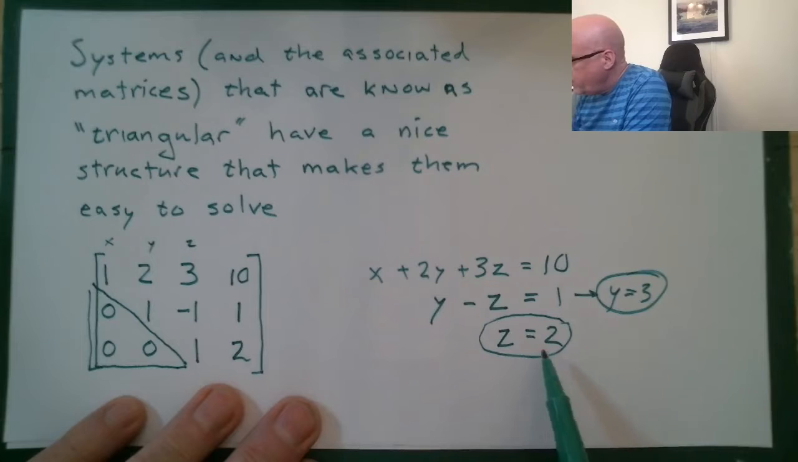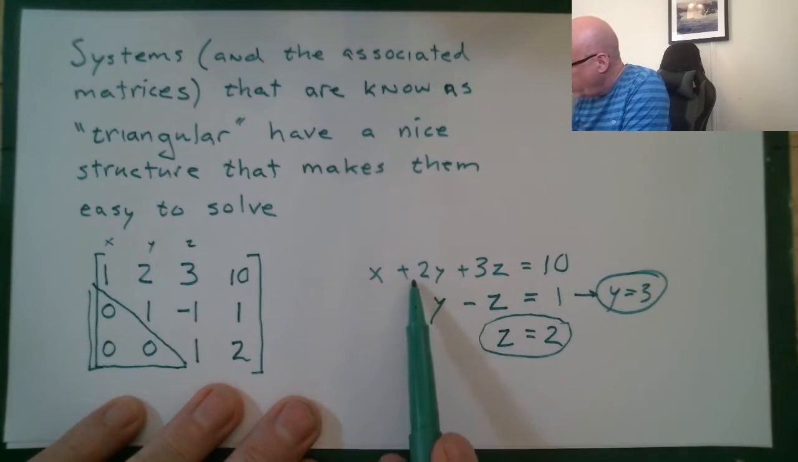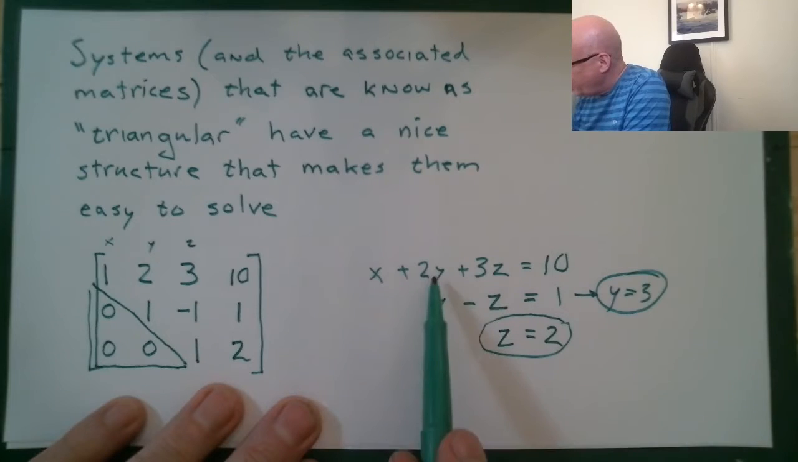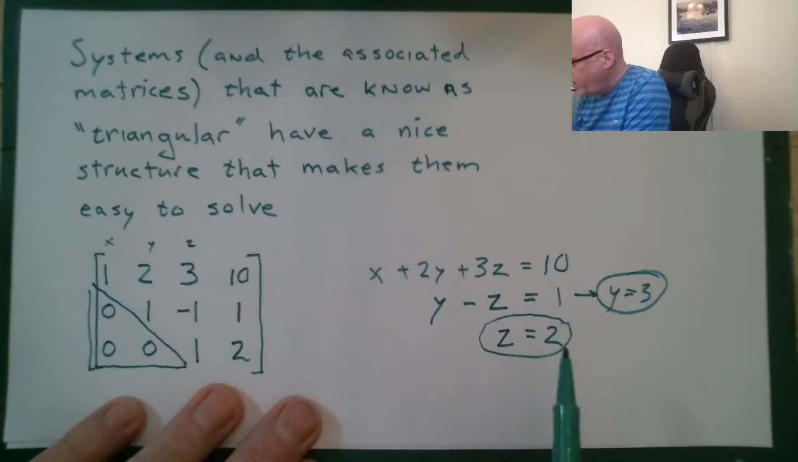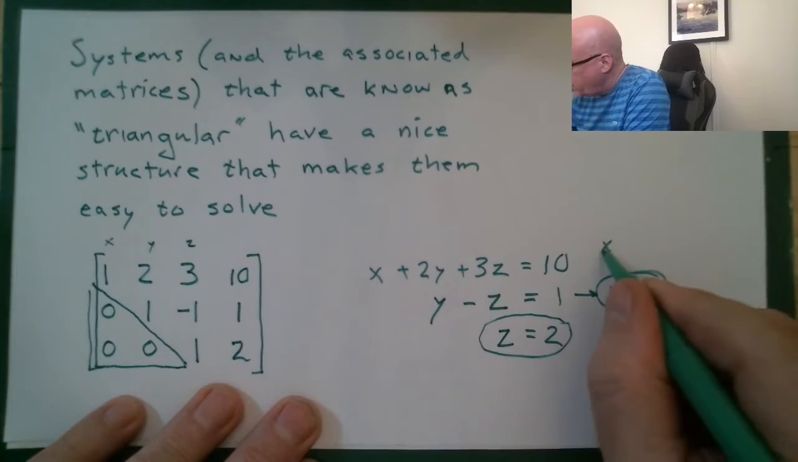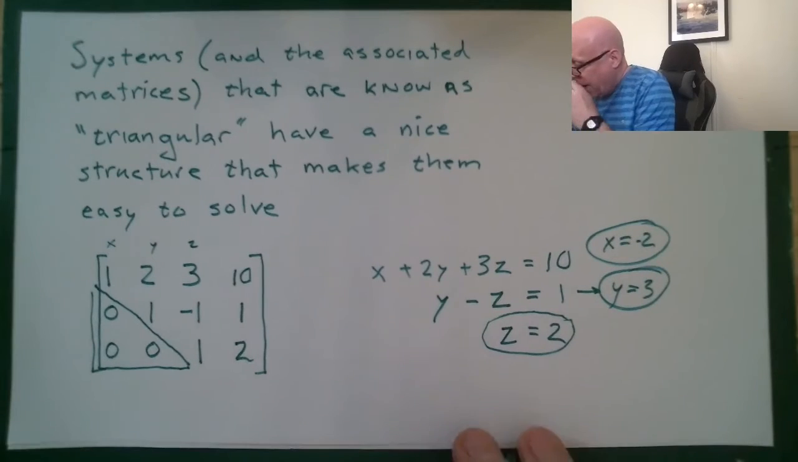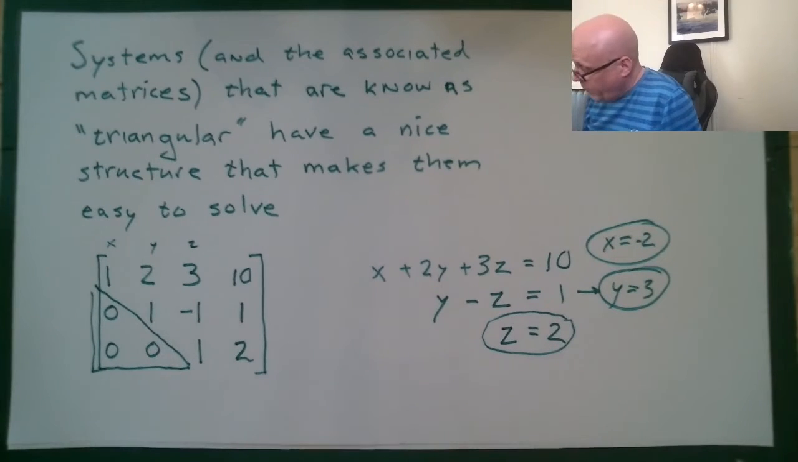Now if z is 2 and y is 3, we can calculate what this stuff is. 3 times 2 is 6. 3 times, that's another 6. x plus 12 equals 10. It looks like x is minus 2. You can really quickly get to the solution if your system has the triangular shape.